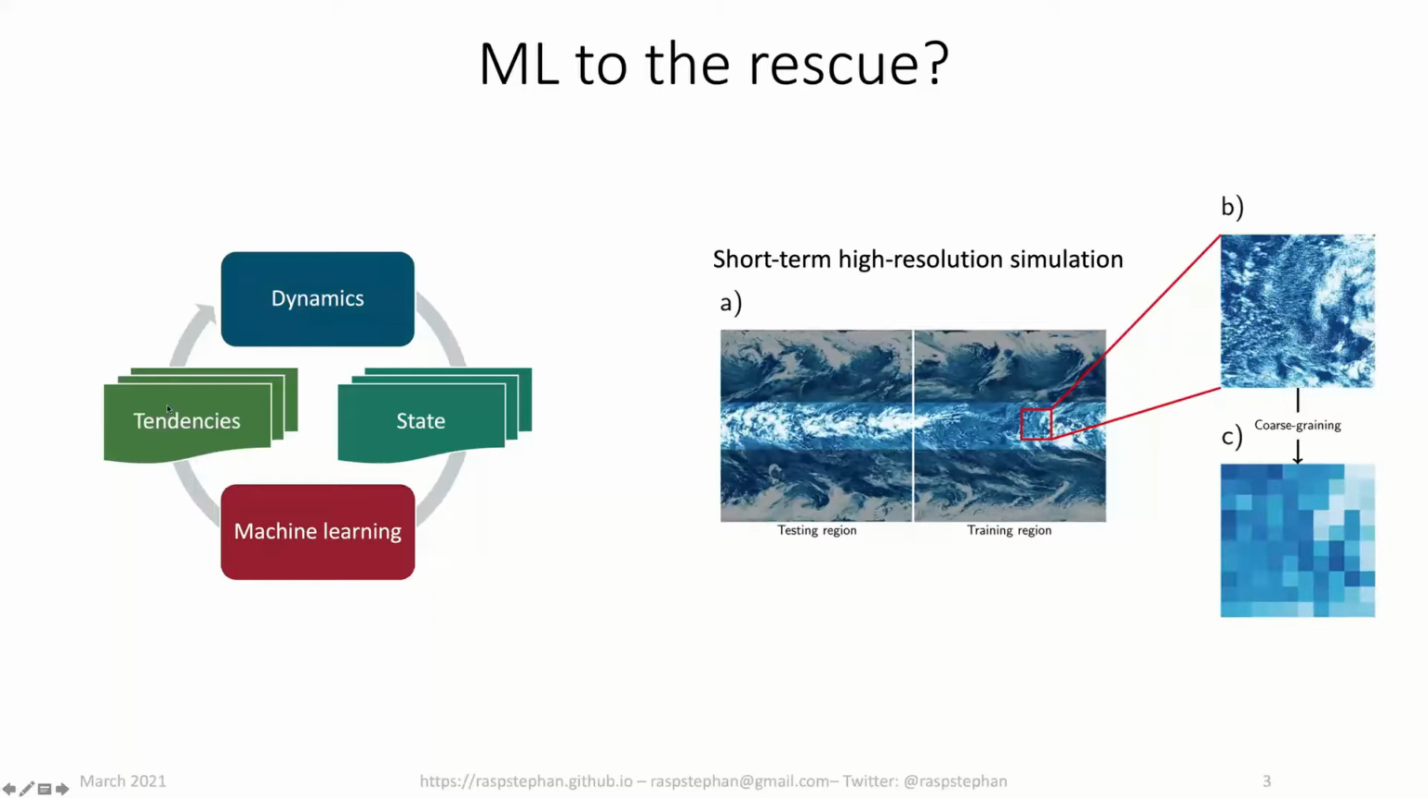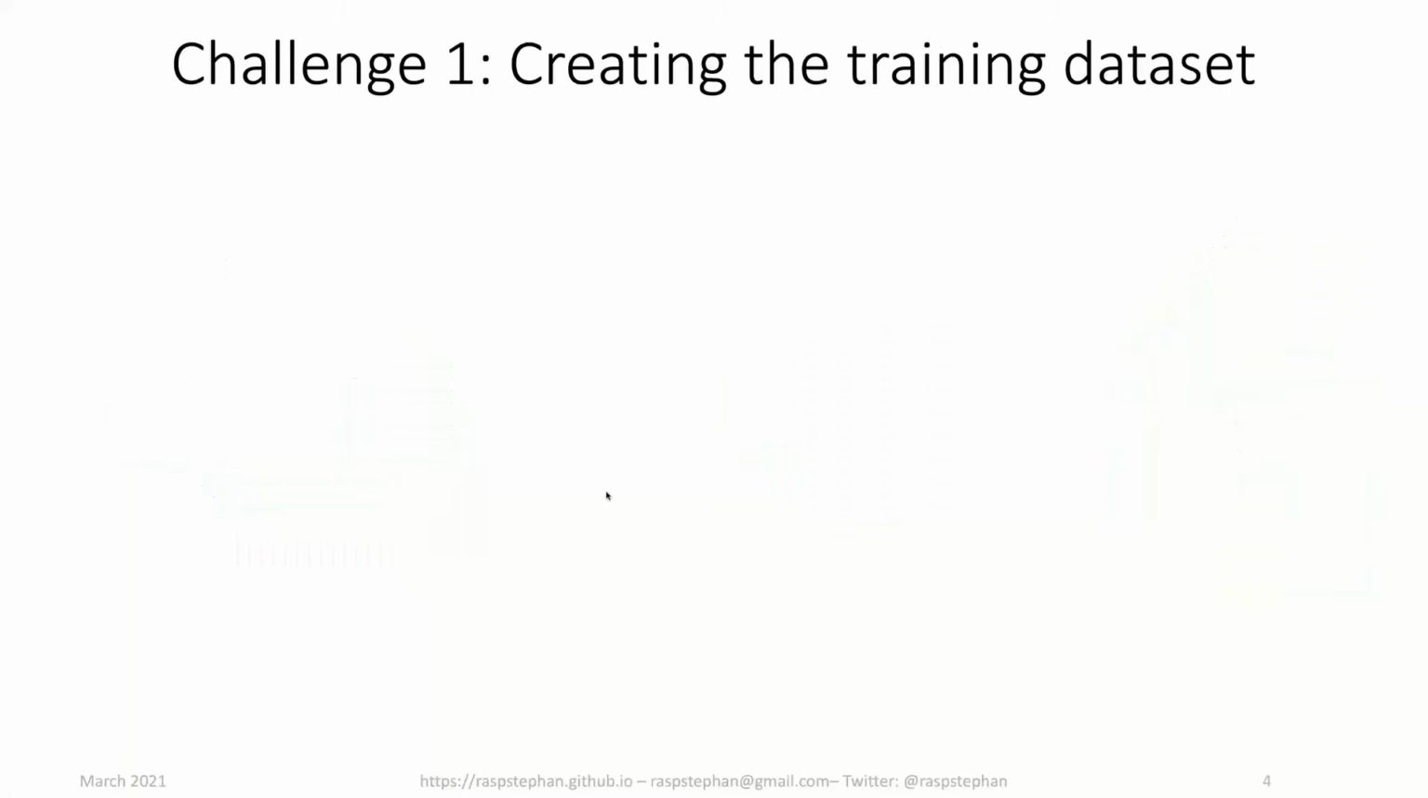And so whether this will work, we'll examine in a minute or two. But before, I need to go back and talk about this step of coarse graining. So basically building the training data set from my high-resolution simulation, because it turns out that this is actually not that trivial. And I want to present four different ways of doing this.